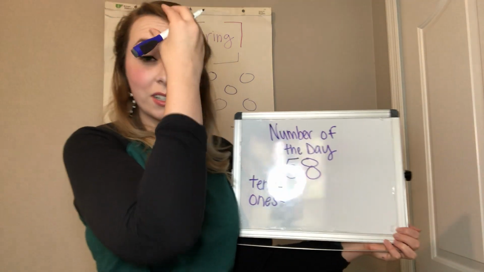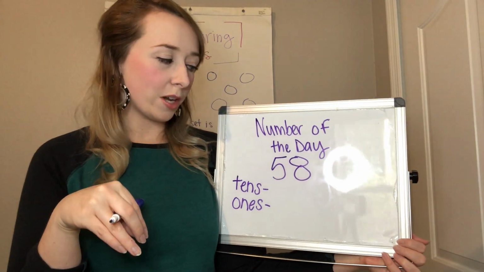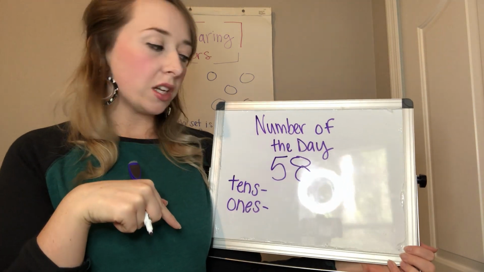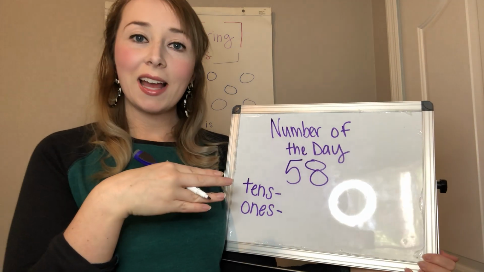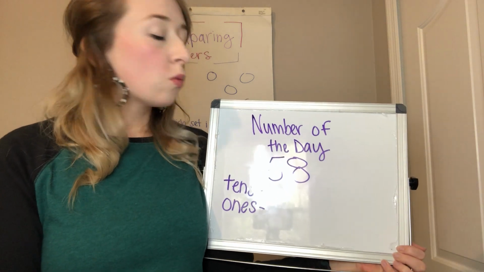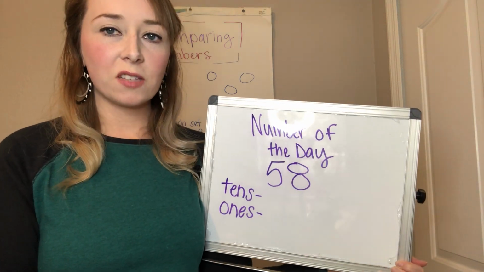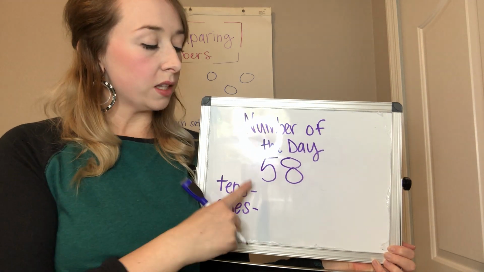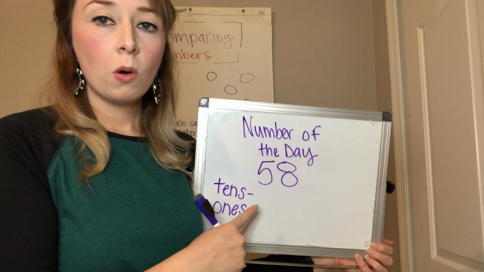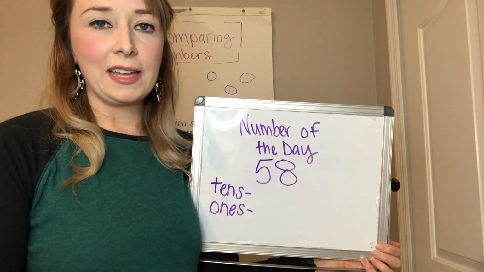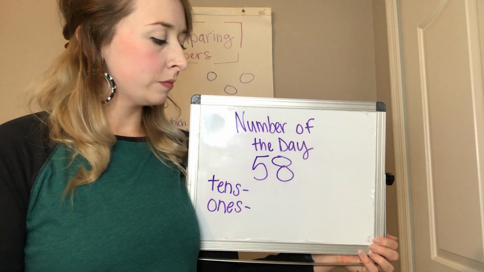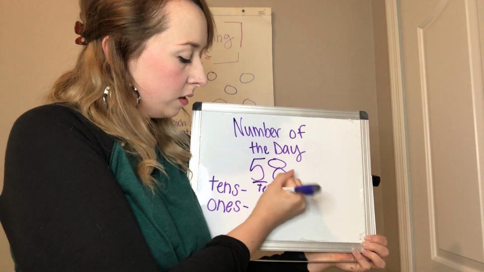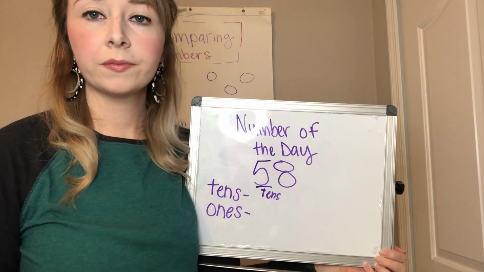Okay, friends, we are ready now to get started on our number of the day. So let's start first by labeling the number 58 by how many tens and ones are here. So which is the tens place for the number 58? Is it the 5 that has the tens? Or is it the 8 that has the tens? So you should have said that the 5 is in the tens place.